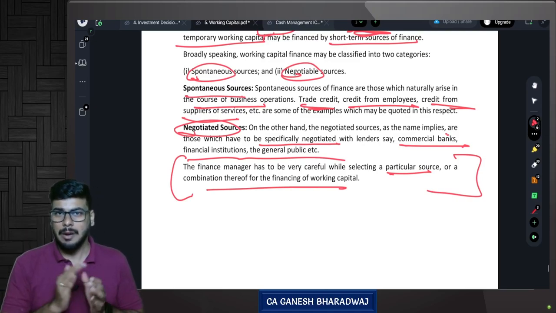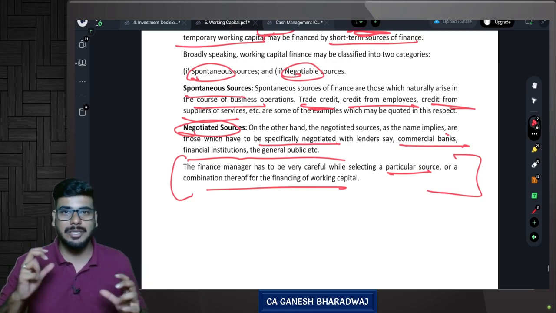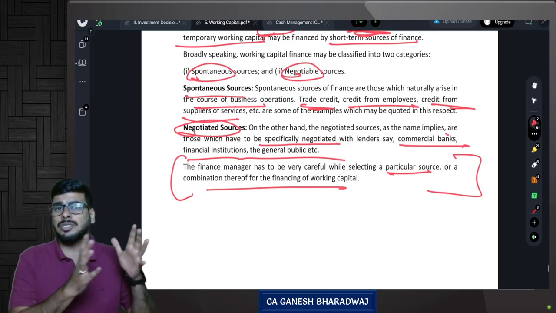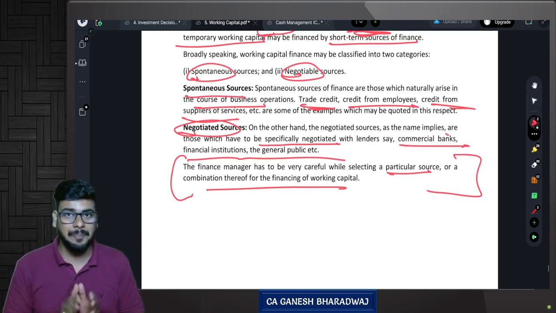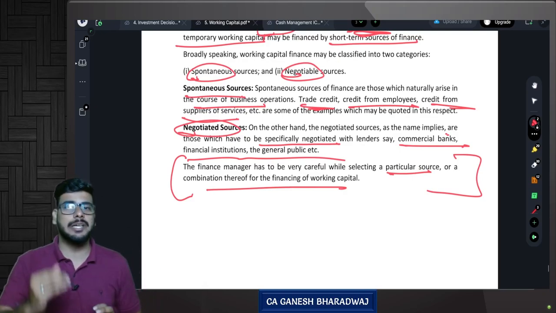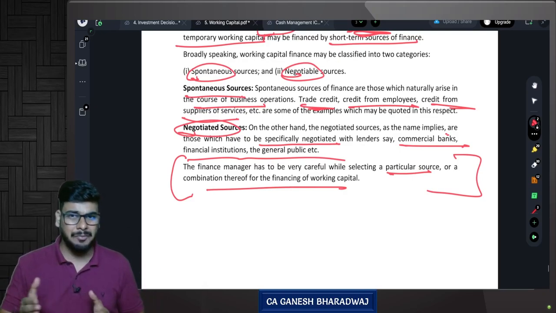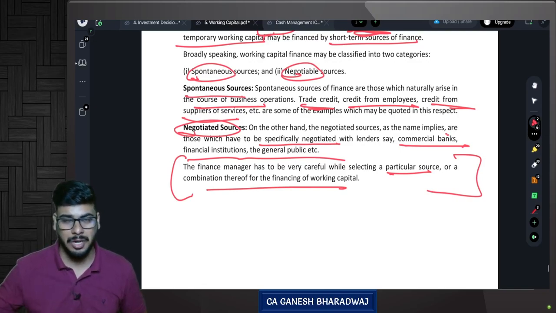But don't think that working capital is only this much. There are some extra issues that need to be discussed, but those issues I generally cover in my fast track. In this marathon, whatever is utmost important, I have picked up and compiled. And I think we have done about 5 questions in this particular segment. So that will do for this particular revision.